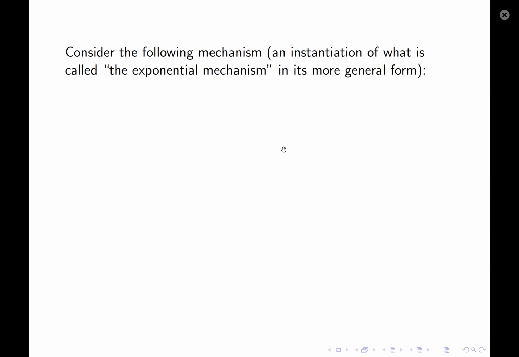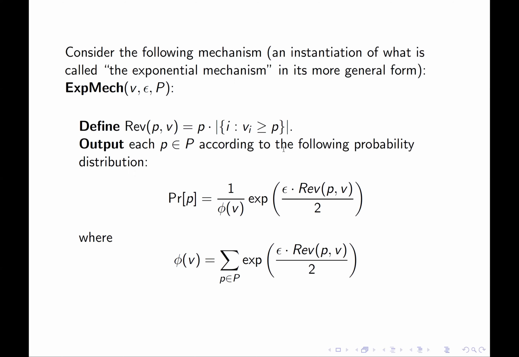And so consider the following mechanism. It's going to be extremely simple, hardly deserving of the name mechanism or algorithm. It's just going to be defining a probability distribution over prices. I'm going to give this to you in a form specialized to how we want to use it now to pick a price in a digital goods auction. But this is a particular instantiation of a much more general tool in differential privacy called the exponential mechanism.